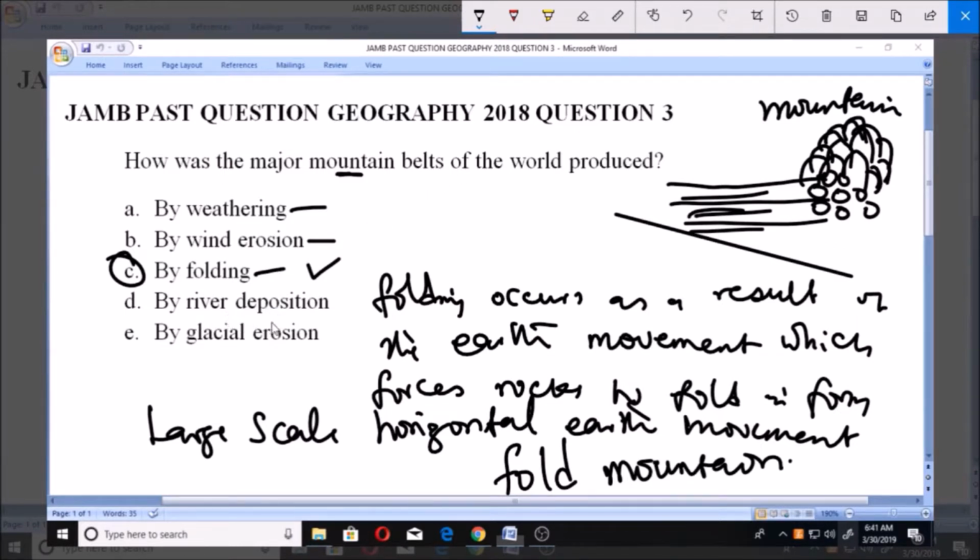D is by river deposition, and E is by glacial erosion. All these are weathering processes, but C is actually what causes mountain formation, and that makes C the correct answer.